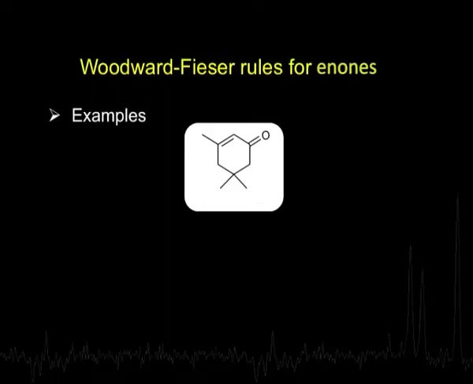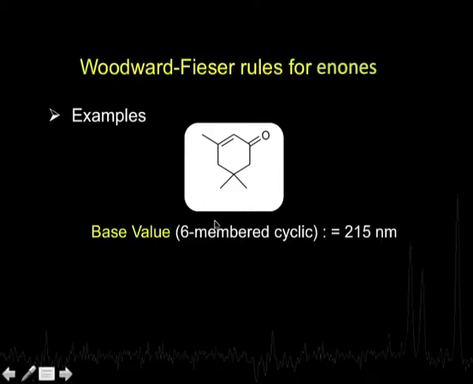Okay, now let's move further and take another example. In this molecule, again the first step is to understand the base value. To give the base value, we have to identify the chromophore. In this case, this is the carbonyl, this is the ene, so this is my enone. This part of the chromophore happens to be a member of a cyclic system. Since it is a 6-membered cyclic system, the base value is 215 nanometers, as we discussed earlier. Then we have to look for the substituents.